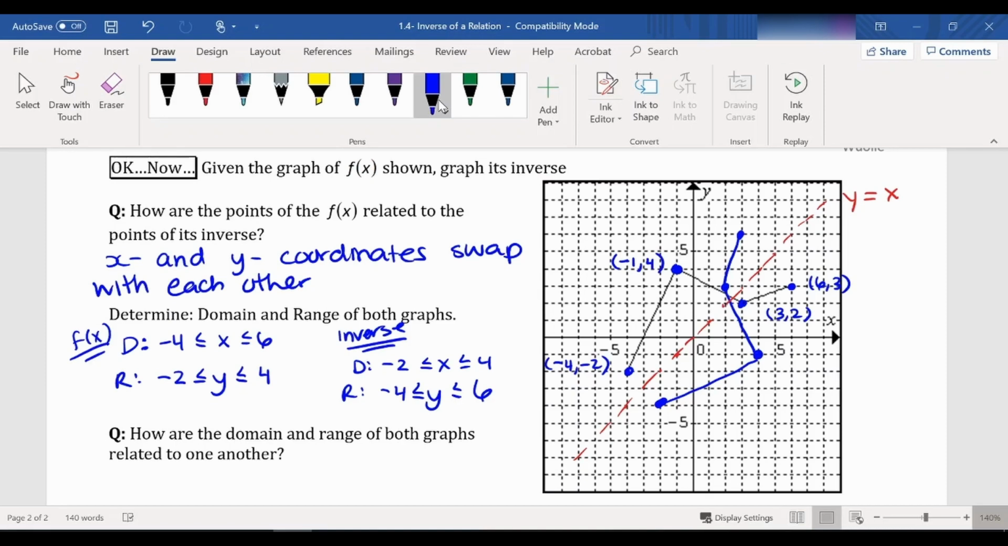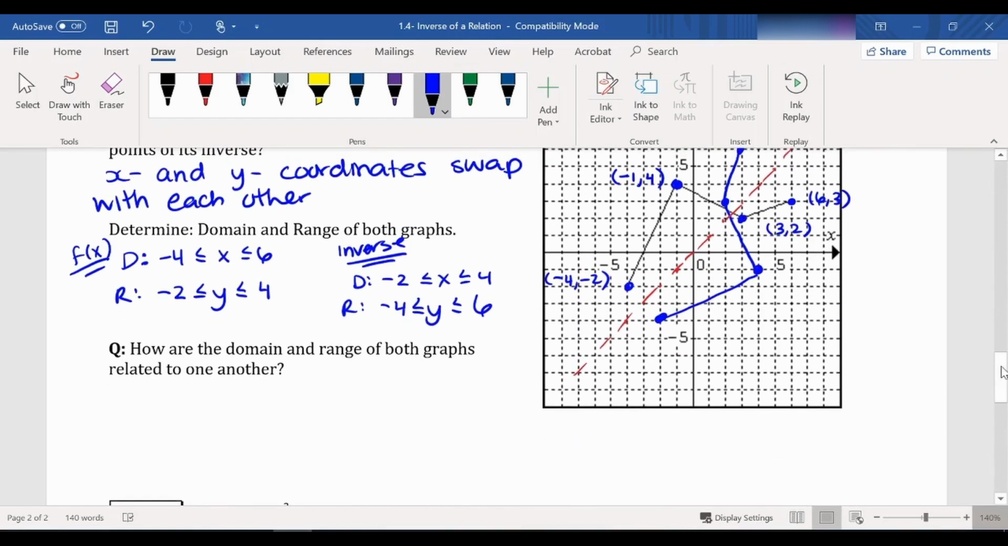Hopefully you can notice here that the domain on my original function became the range on my inverse. And that should make sense because my inverse function, all my points, my x and y's are swapped. So on my original graph, all my x's are my domain. On my inverse, those x's have now become y's, which would be my range. The same is true for the opposite. My range of my original function is now my domain of my inverse.